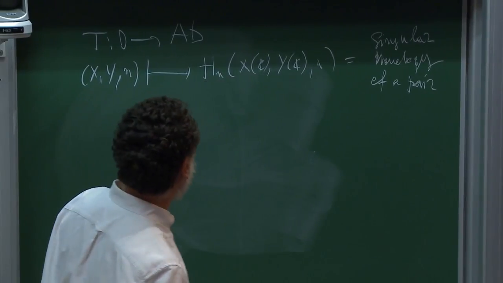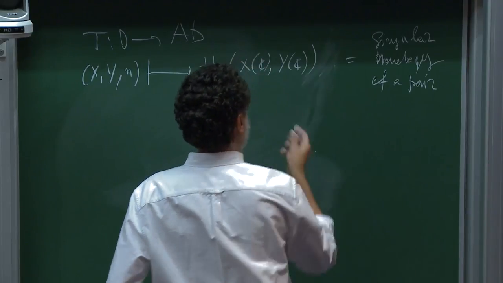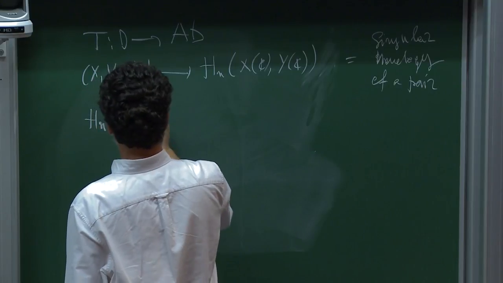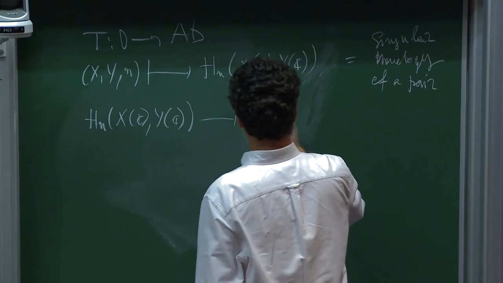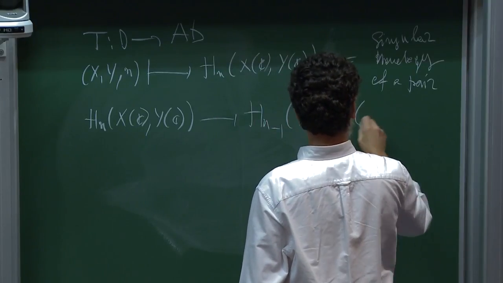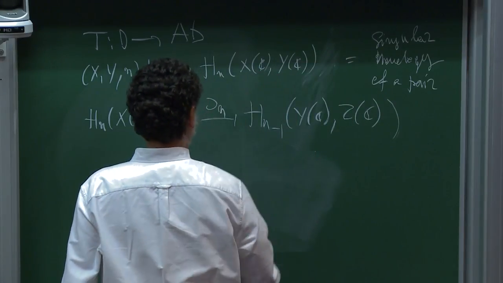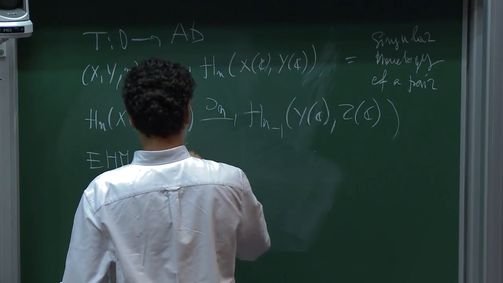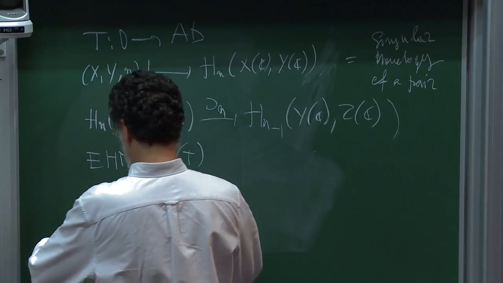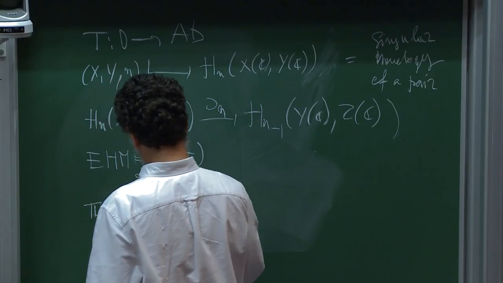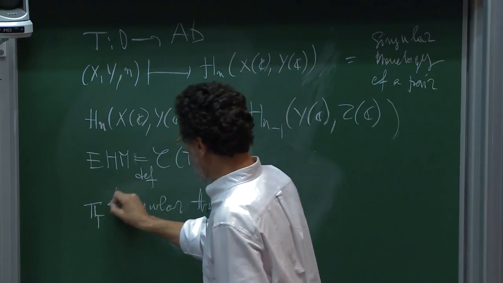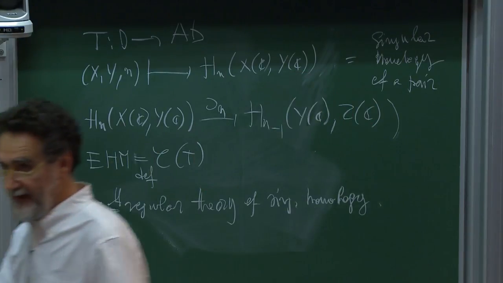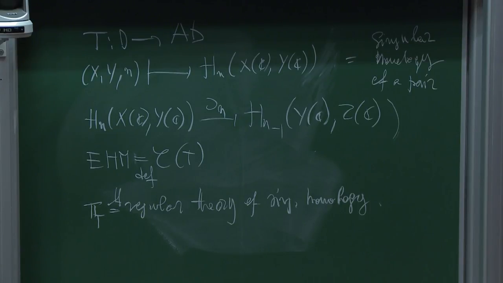Luca, you have that C_n, you should replace it with the last n. Oh, sorry. Yes, thank you. I'm trying to go a little faster, but let's see. And then, of course, you get H_n(x(C), y(C)) to H_{n-1}(y(C), z(C)), which is the boundary map, let's call it delta_n, associated to the long exact sequence of the triple. So EHM is C_T by definition. And here TT is, if you want, the regular theory, by definition, again, of singular homology. Of course, it has maybe an infinite number of axioms, but no problem.